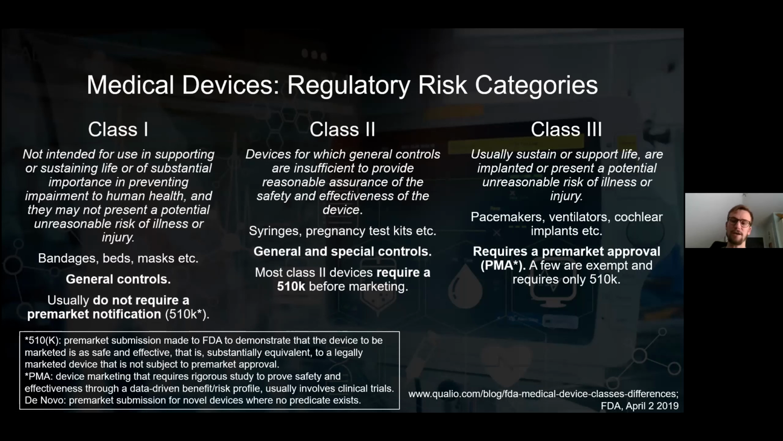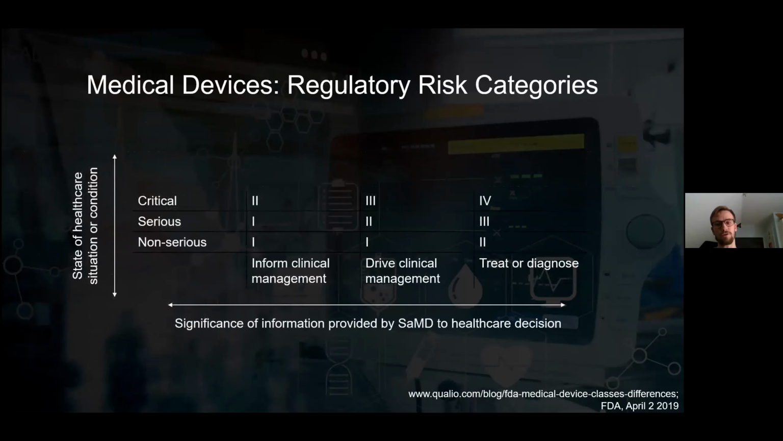Now, which of these three classes your machine learning software will be classified as depends primarily on two things. Firstly, there is the significance of information provided by the SaMD to a healthcare decision. That is, how critical is the role? Does it inform clinical management, in which case it poses a lower risk, or does it drive clinical management, or even by itself treat or diagnose, in which case it poses a higher risk? Secondly, we have the state of the healthcare situation or condition. If the healthcare situation where it is deployed is critical, like an ICU or a life-saving operation, then it poses a higher risk than a serious or non-serious situation, like a routine visit to an outpatient clinic. These risk levels are from the International Medical Device Regulators Forum, but correspond roughly to the FDA risk categories.